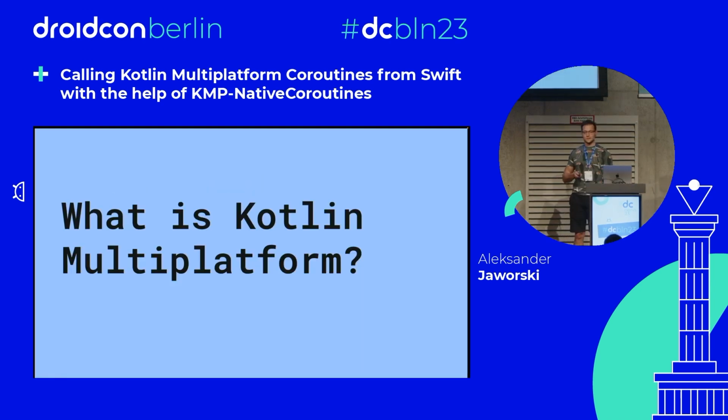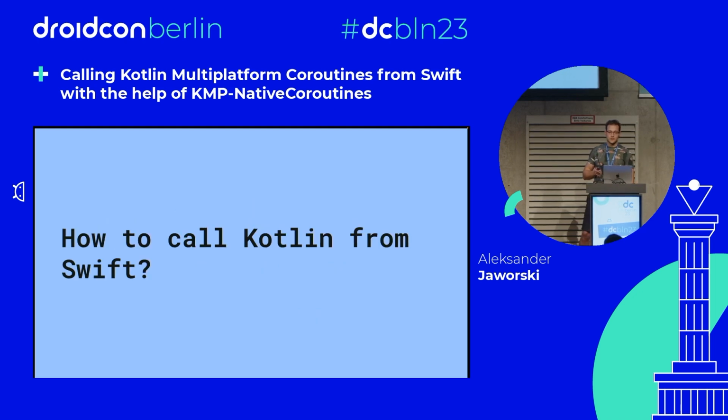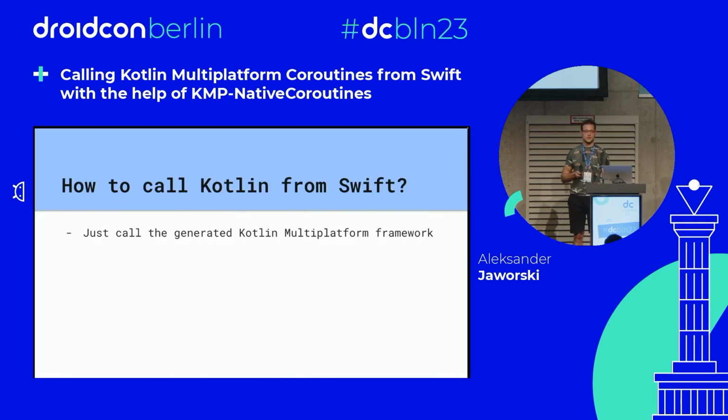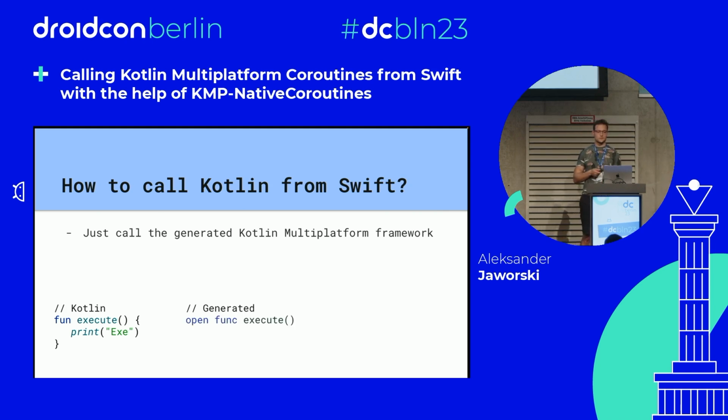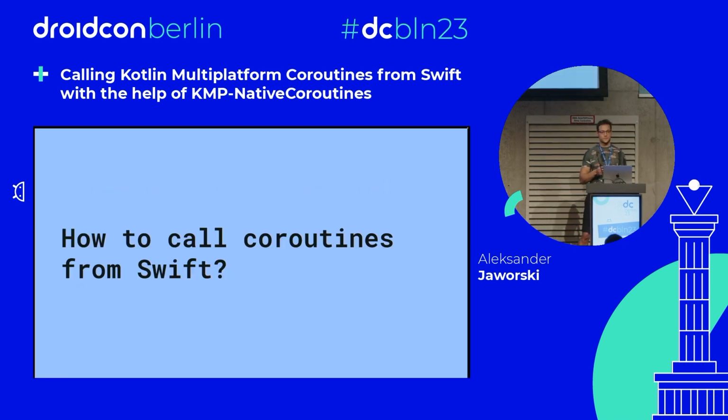And yeah, what is Kotlin Multiplatform? Well, you probably know that. I won't go into the details, just repeat what was in the previous decks. But a better question might be, how do I call Kotlin from Swift? Well, that's pretty easy, because Kotlin generates the code you can call in Swift. So this function will turn into this function, and you can call it like this. So seems pretty normal, right? Pretty straightforward. But what about coroutines?